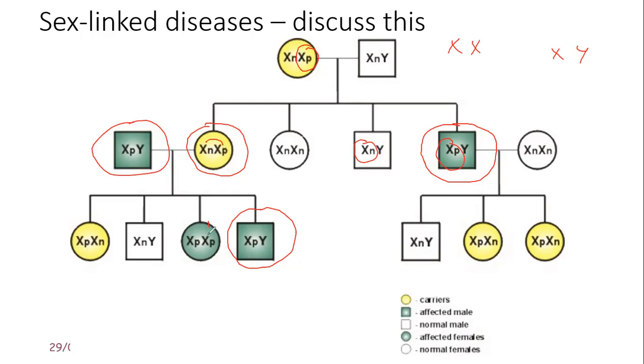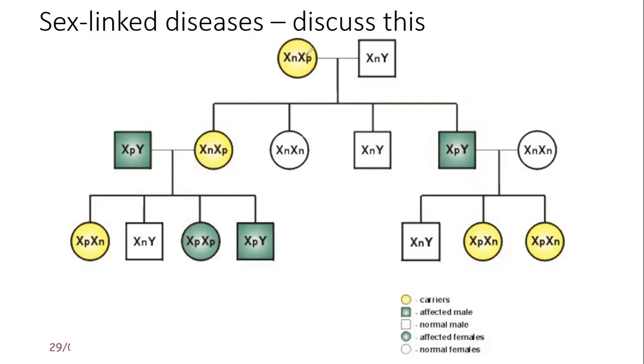But it does mean that the female can eventually inherit it, such as here, because she inherits the XP from that affected parent and from that carrier parent. So if I just clear all my scribbles off straight away, we've got an affected individual female. She passes it on to a carrier daughter and a son who is affected.